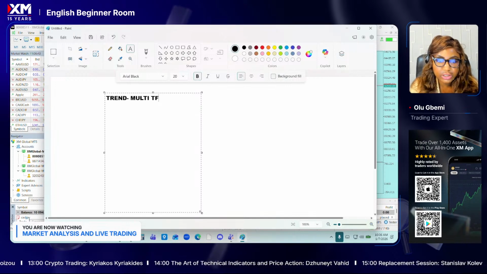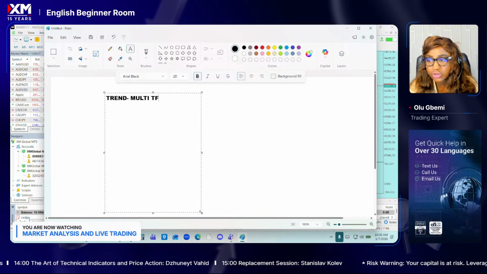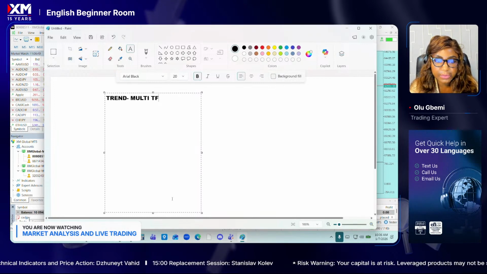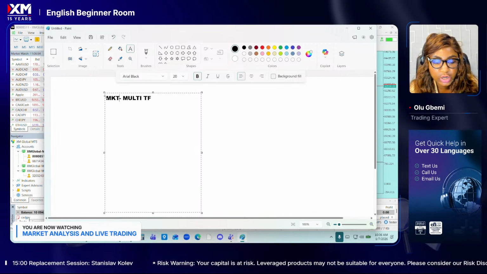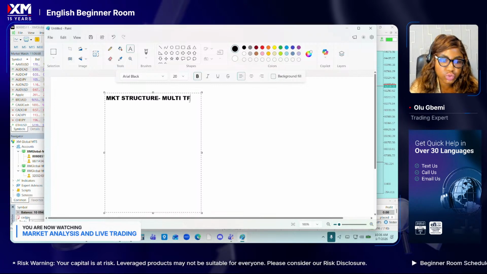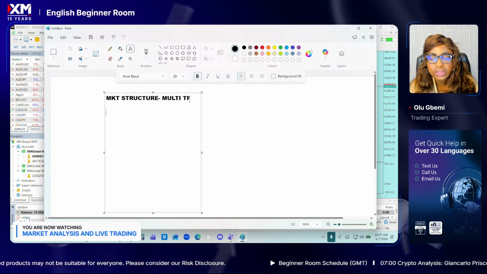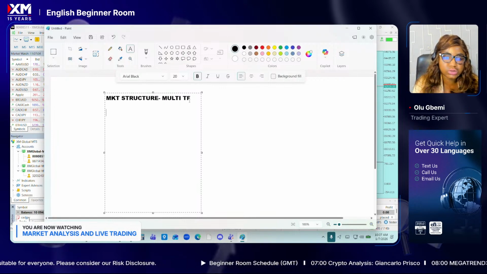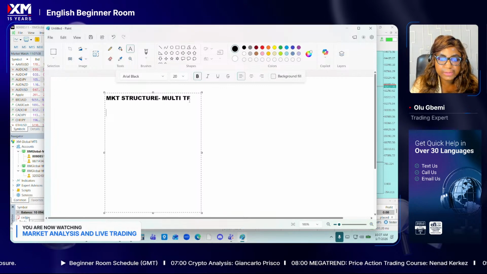Okay. Then after finding the trend or the structure of the market, I may call this market structure because sometimes we don't have a trend and we have a ranging market. So just knowing what structure we have in the market, using multiple time frames to analyze that, so that we are able to define what our expectations would be in the market.